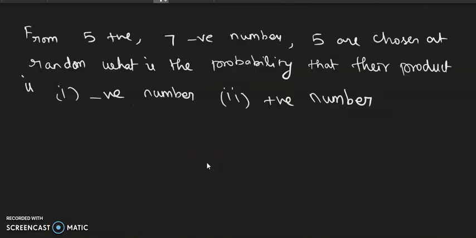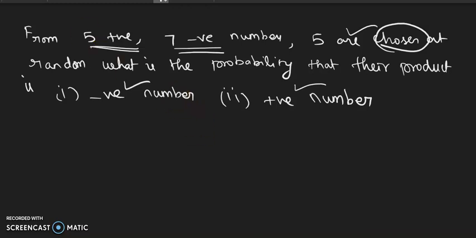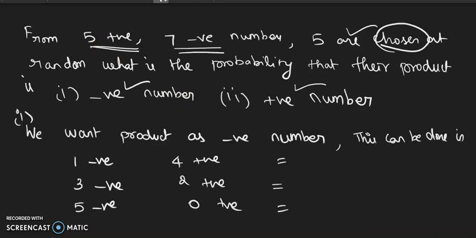Now let's see this problem. From 5 positive numbers and 7 negative numbers, 5 are chosen at random. What is the probability that their product is a negative number, and in the second case, that their product is a positive number? Since we want the product as a negative number in the first case, this can be done in how many ways? That is 1 negative, 4 positive, or 3 negative, 2 positive.